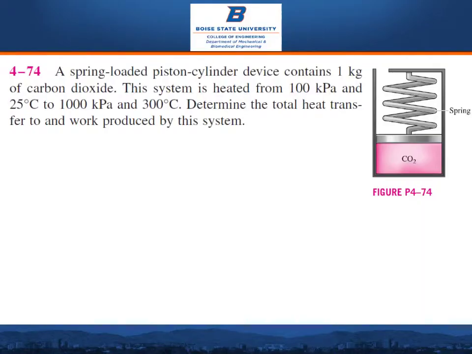A spring-loaded piston cylinder device contains 1 kilogram of carbon dioxide. The system is heated from 100 kPa and 25 degrees Celsius to 1000 kPa and 300 degrees Celsius. Determine the total heat transfer to and work produced by the system.